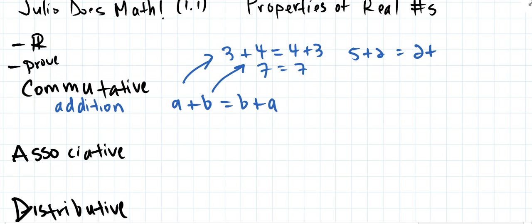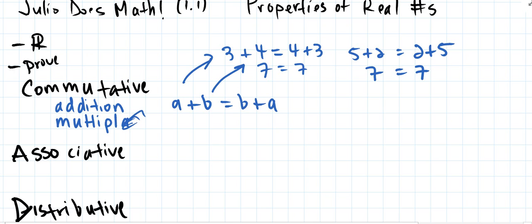It could be 5 plus 2 or 2 plus 5. Either way, you're still going to get 7 on both sides. And that's the additive commutative property. And then for multiplication, you have a commutative property as well.